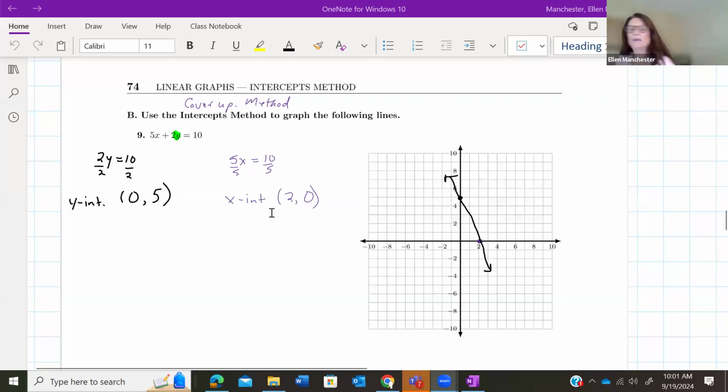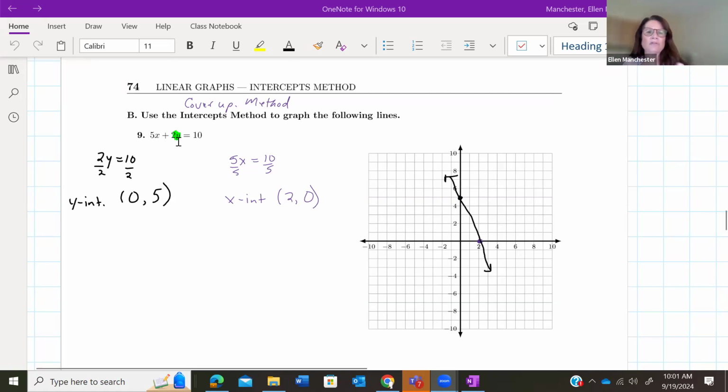All right. So with the cover-up method, remember, to get any line, you have to get 2 points. So any 2 points on the line. In this case, what we're doing is finding the intercepts, where it crosses the y-axis and where it crosses the x-axis. Those are called the x-intercept and y-intercept. And with those 2 points you'll be able to create any line.